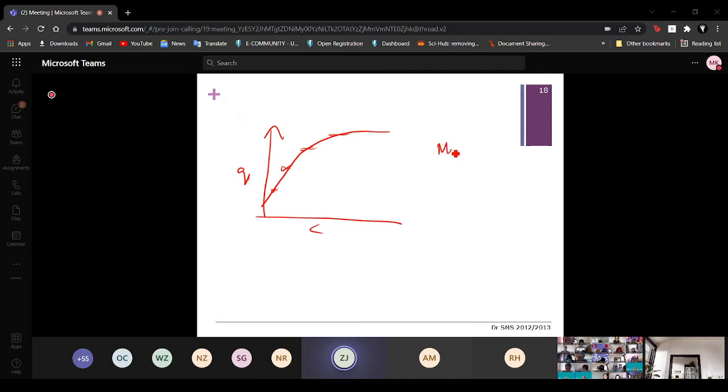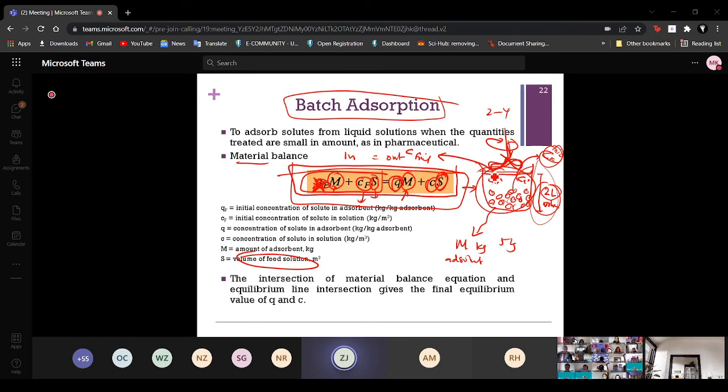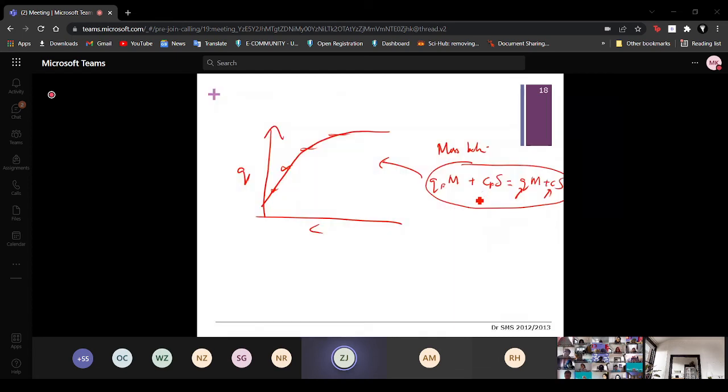You remember that you had the mass balance in the batch experiment. You have Q_F M plus C_F S equal to Q M plus C S, right? So this equation, if you plot it together with the Q versus C plot in this graph, you can predict what your final Q and your final concentration are without needing to take a sample and analyze. Okay, what about taking a sample? As I said earlier, when you finish agitating and then take out a sample, you get the final, right? So that takes time, and you never know whether you have already reached equilibrium or not. So the easiest way is to plot this equation.